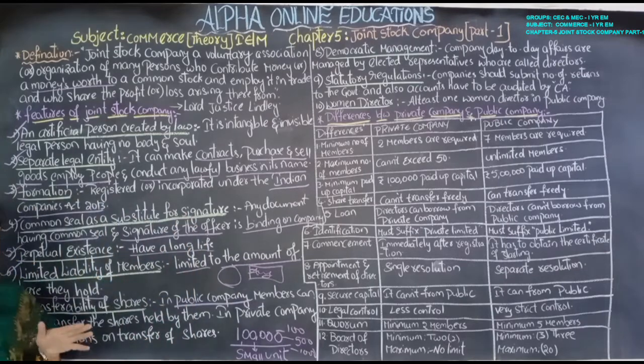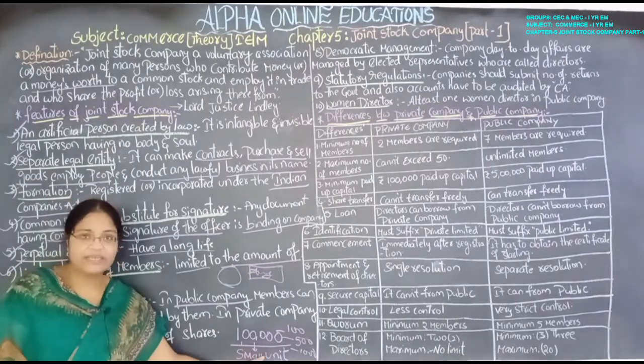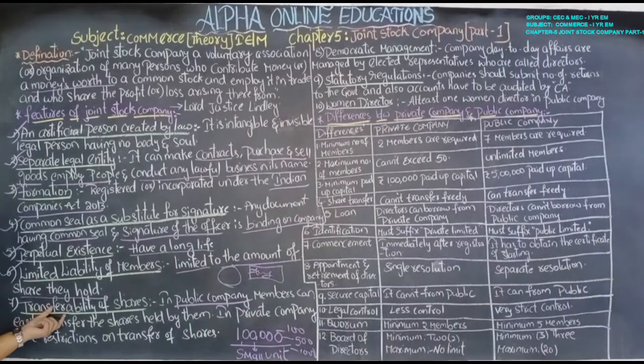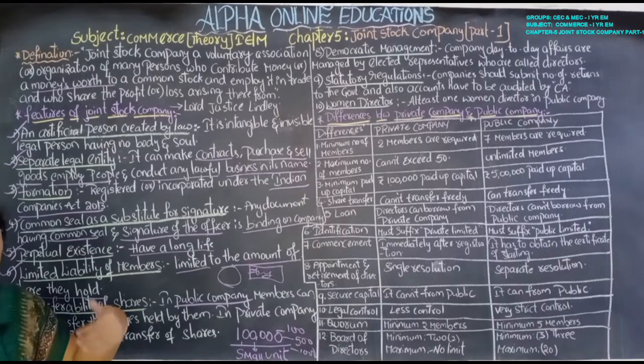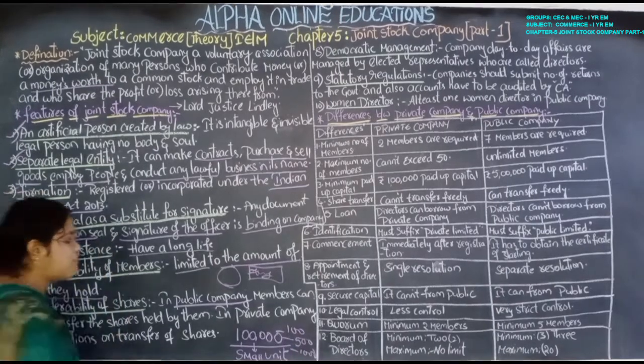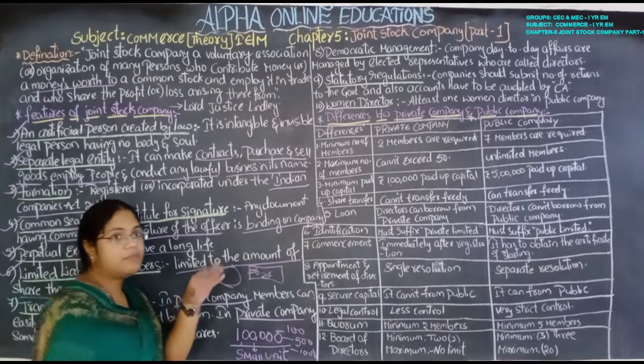So now for you, share means the capital when it is divided into small units, that is known as a share. Okay, transferability of shares. In public company, the shares can be easily transferred to others. I can sell my shares to you. In private companies, there are certain restrictions on the transfer of shares, means certain type of limits.